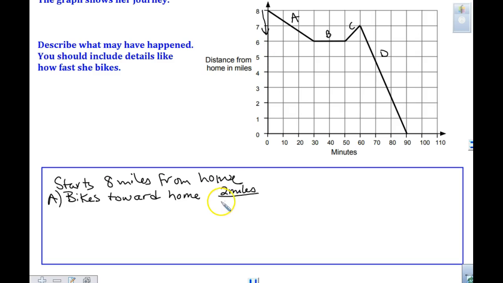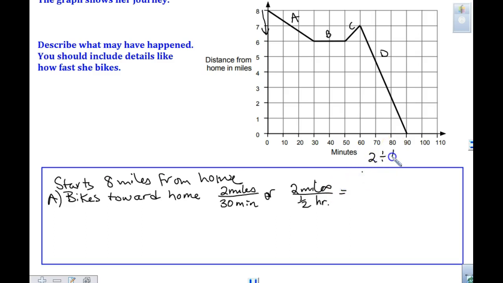Here we either have a choice. We can go in 30 minutes, right? And we can find miles per minute. Or we can go 2 miles in half an hour. If we go 2 miles in half an hour, 2 divided by a half is 1.